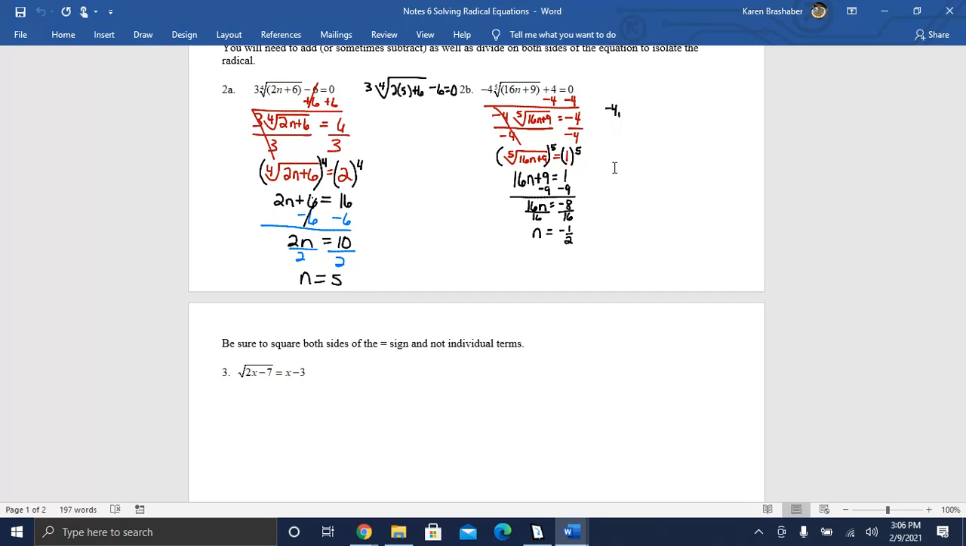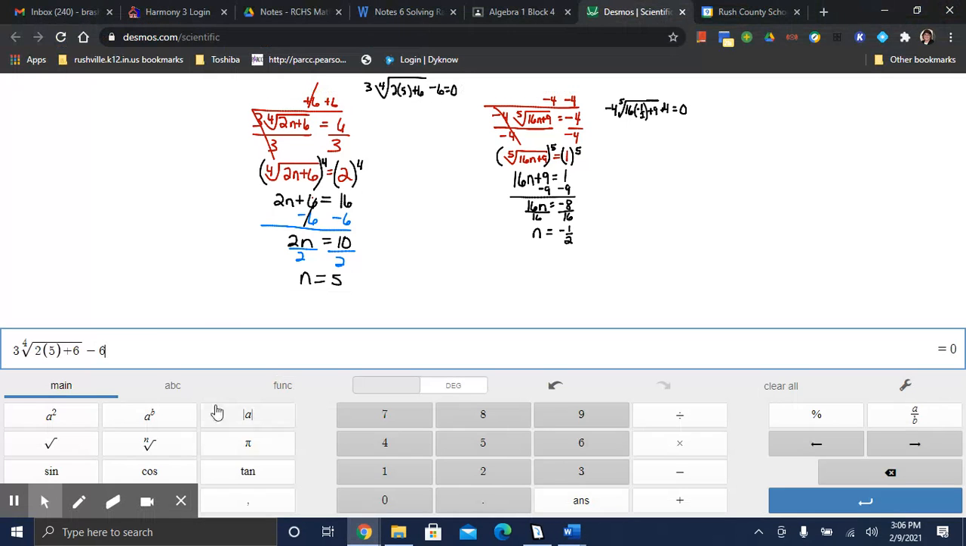So we have negative 4 times the 5th root of 16 times negative 1/2, our answer, and then plus 9, and then plus 4, and we want to see if that equals 0. So that last thing is a +4 there. So let's go to Desmos, and we'll check that out.